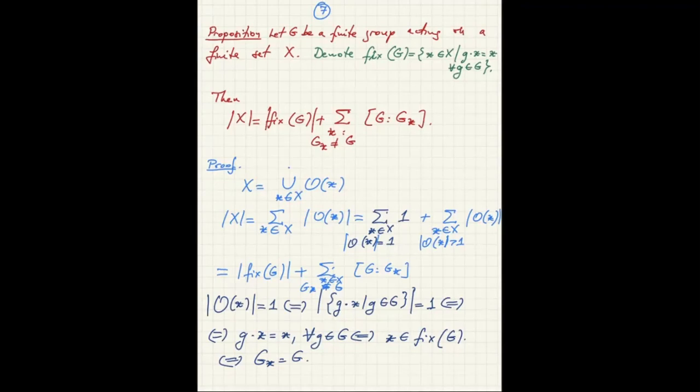Okay, so this is just a simple consequence of the fact that the orbits partition the ground set. And it has a variety of consequences. Let me give you first the theoretical one for groups, and then I'll give you some other ones for counting.